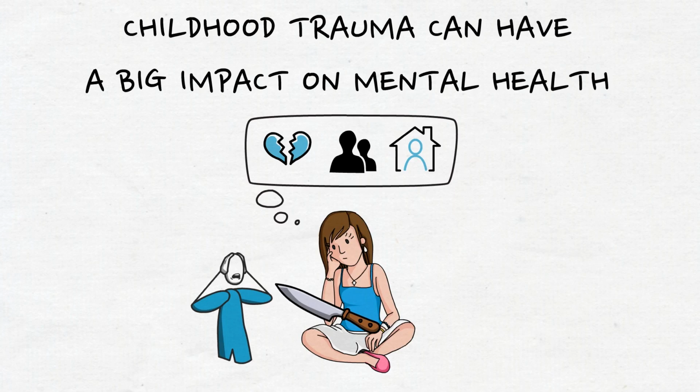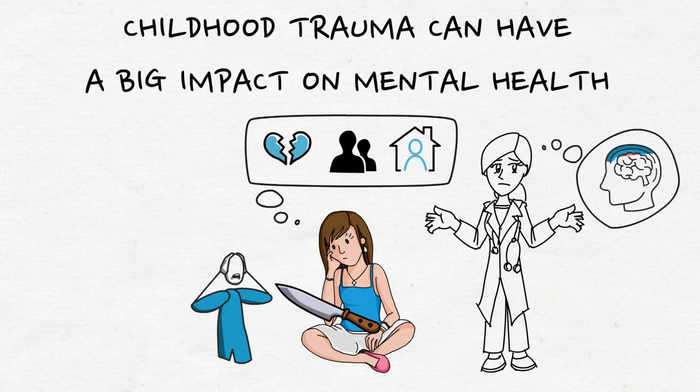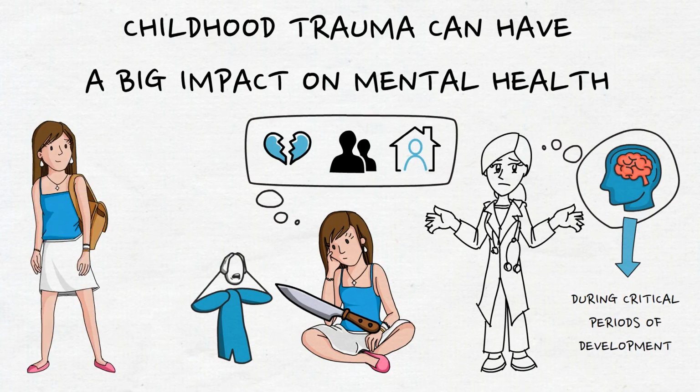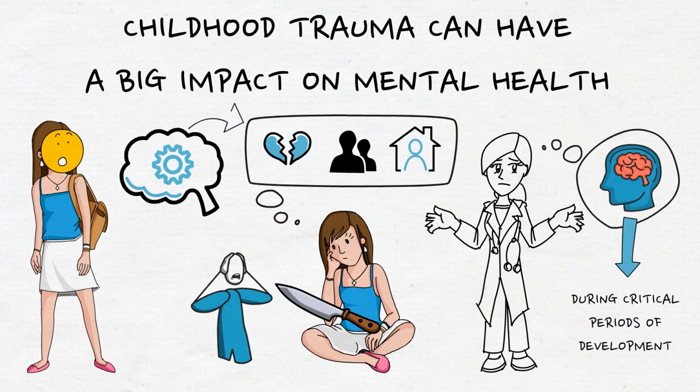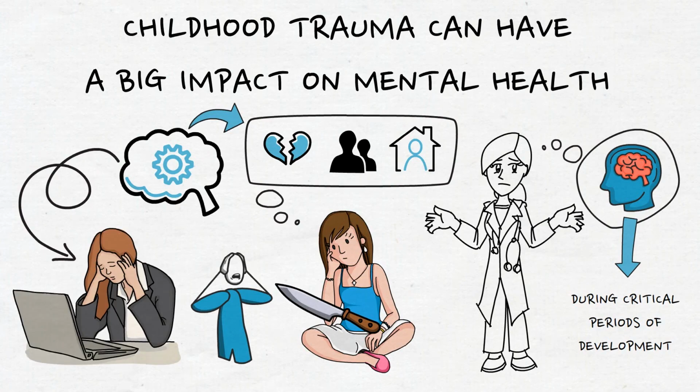The relationship between childhood trauma and BPD is not well understood, but it is believed that trauma can have a profound effect on the brain, especially during critical periods of development. When a child experiences trauma, their brain is altered in a way that can cause problems with the regulation of emotions, cognition, and behavior. This can lead to the development of BPD in adulthood.